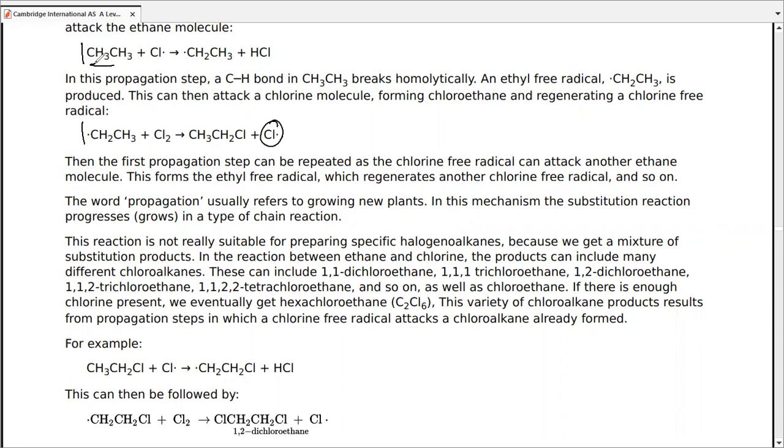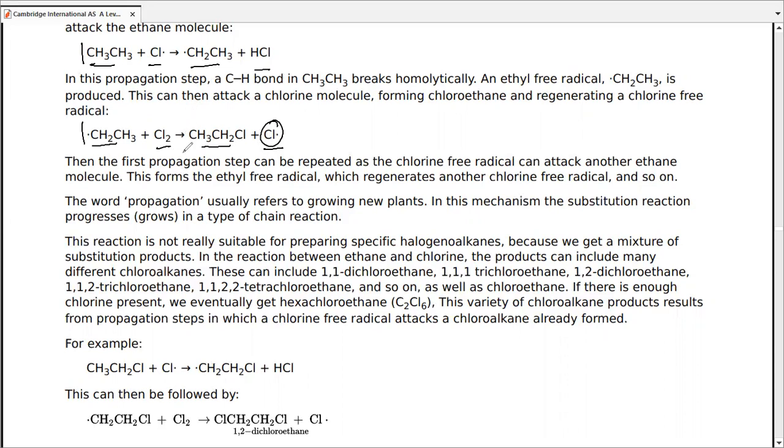Notice in the first part, ethane plus chlorine free radical gives us the ethyl free radical and HCl. The ethyl free radical then reacts with the chlorine molecule, giving us ethyl chloride plus a chlorine free radical. This chlorine free radical can then again attack an ethane molecule. So I hope you get the idea that the propagation would always be a two-part reaction.